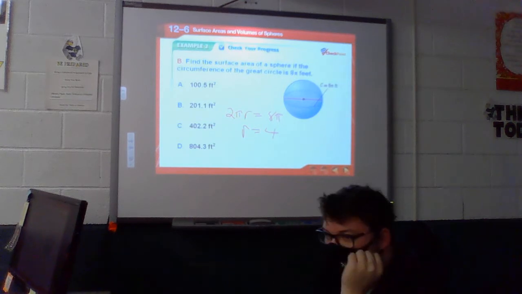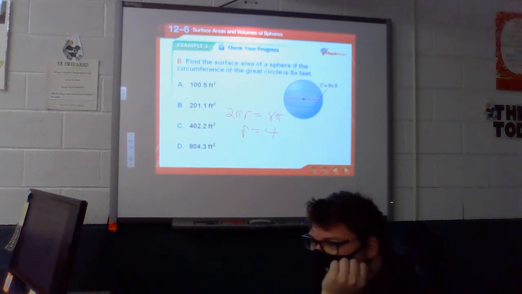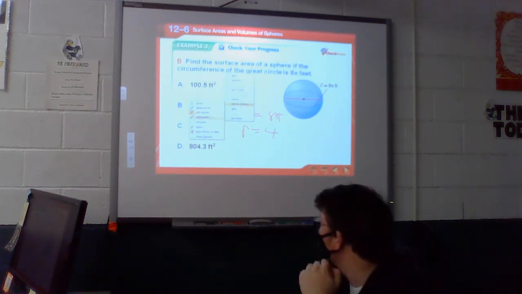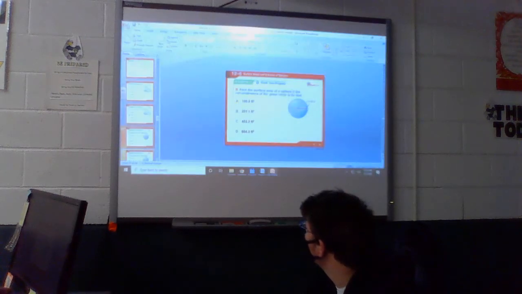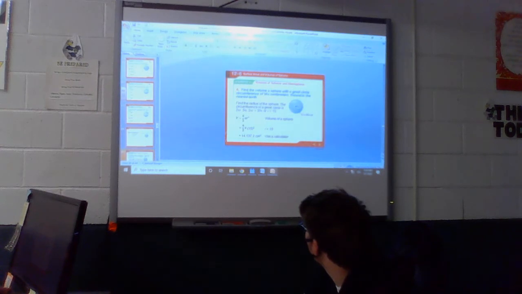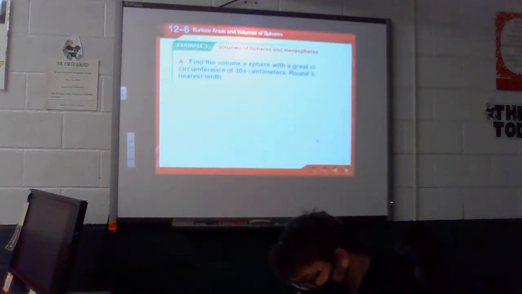So 4 squared is 16, and 16 times 4 is 64. So 64 pi is my answer. Correct? Okay? Already did that one. So then we go into the volume, and you just have to make sure again what you need.